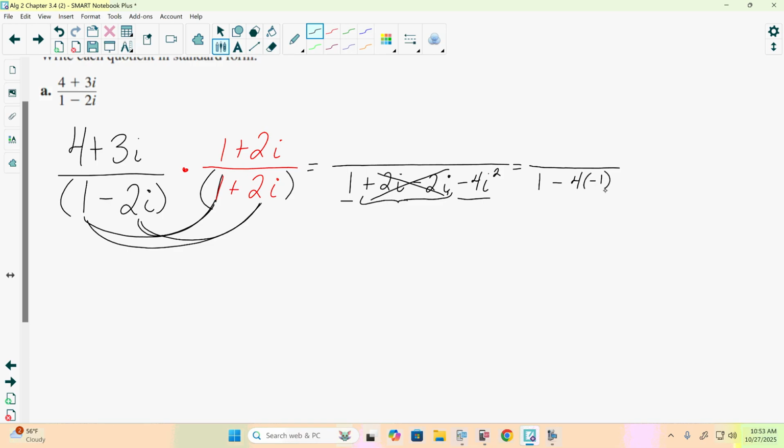Now our negative 4 i squared, we have negative 4. But i squared, we can't leave it as i to a power. i squared is negative 1. So what we're saying is that we have 1 minus 4 times negative 1. Well, negative 4 times negative 1 is positive 4, telling us that the denominator is 5. So we really just multiply through to get the denominator to not have i.